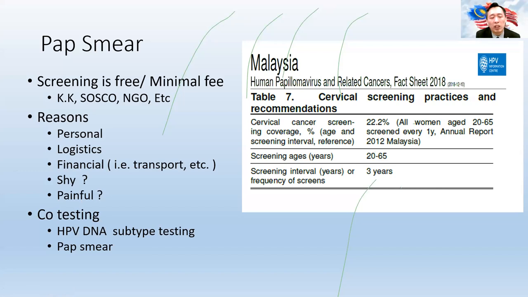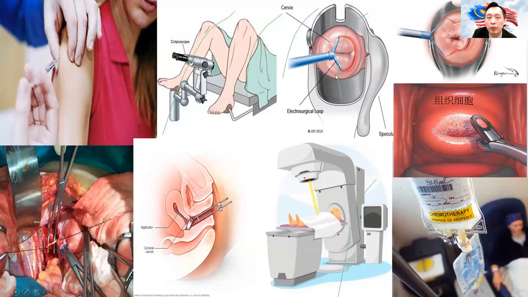All right. This is a report from the cancer fact sheet, Malaysia 2018. It shows that only 22% of ladies participate in screening between the ages of 20 to 65. All right. Treatment for vaginal cancer: prevention is better than cure, HPV vaccine, cervical screening. A lot of people are actually engaged in co-test, which means doing the HPV screening with a pap smear together.